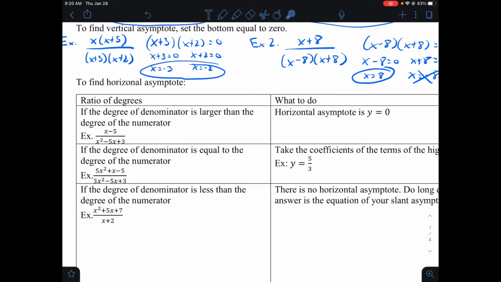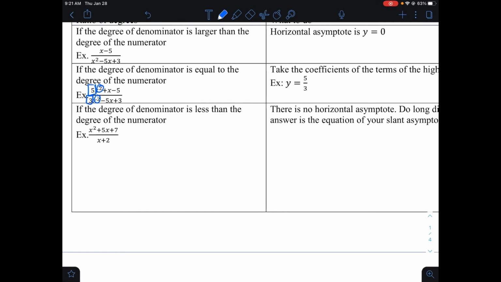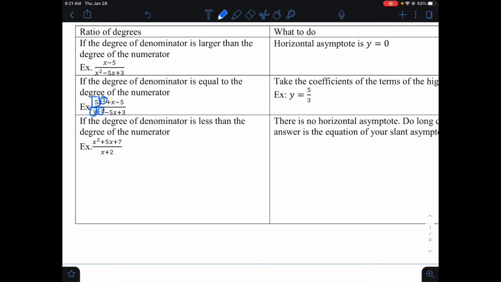Next, if the degree on the denominator is equal to the degree in the numerator. So if we look here, right, we've got a second degree on top, second degree on the bottom. Those are equal. You take the ratio of the leading coefficients. So in this case, it would be y equals 5/3. All right, then we've got that slant asymptote situation. If the degree in the denominator is less than the degree of the numerator, so that's when your degree on top is bigger than your degree on the bottom. Here it's 2 over 1. This is kind of that improper situation.